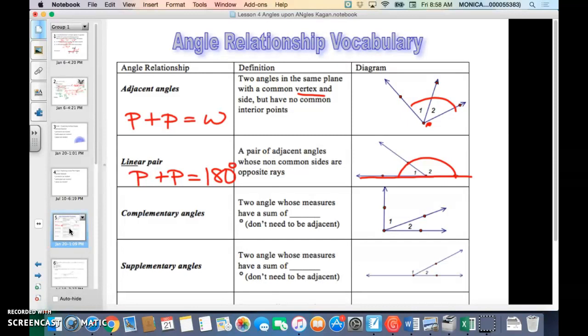Complementary angles are two angles that have a sum of 90 degrees. They don't have to be adjacent, but in this picture they are. So you can see these two angles here making a 90-degree angle. This would be a part and this would be a part, and added together you would have part plus part is always going to equal 90 degrees.